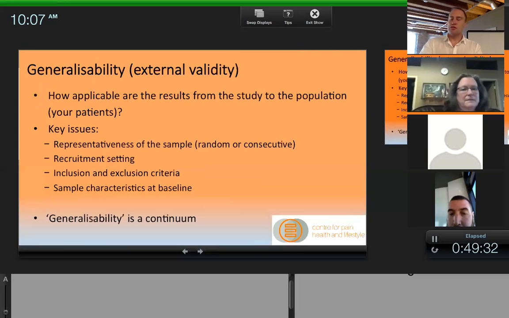Like bias, generalizability is a continuum. Okay, so there's always a way to say those findings are not applicable to the person in front of me. Nothing is 100% generalizable. And so this is really a judgment as to, is that information from that study, which are the study findings, to what extent can I apply that?